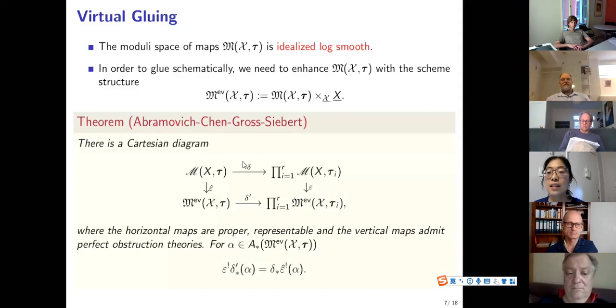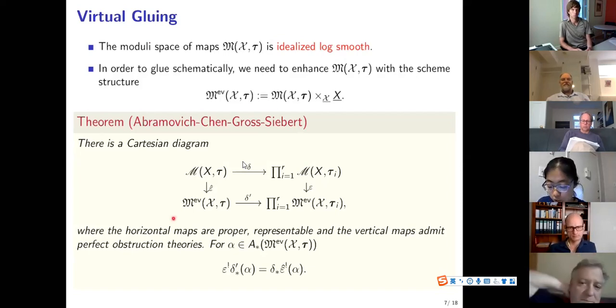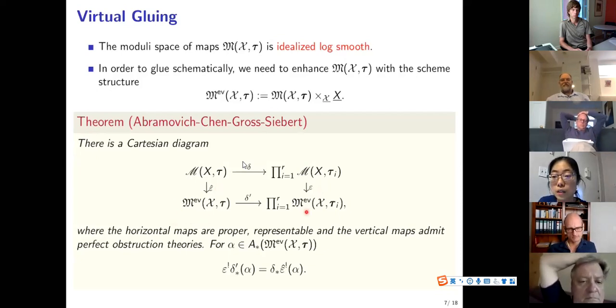This is the diagram that Dan showed us on the last page, a Cartesian diagram where the horizontal maps are proper representable and the vertical maps provide the perfect obstruction theories. The case we're trying to study will rely on interpreting this morphism, so we were trying to study this morphism.